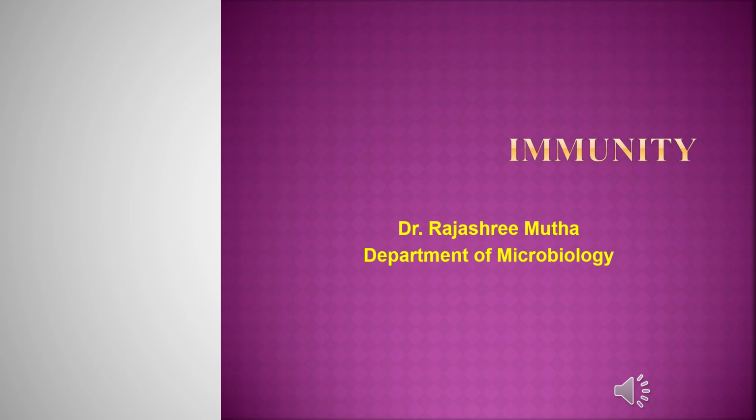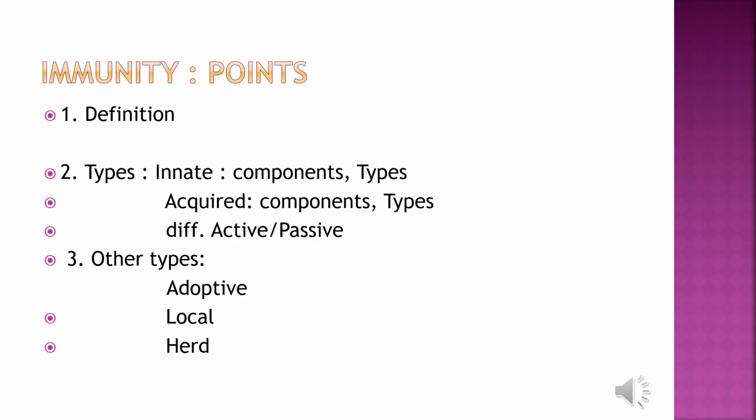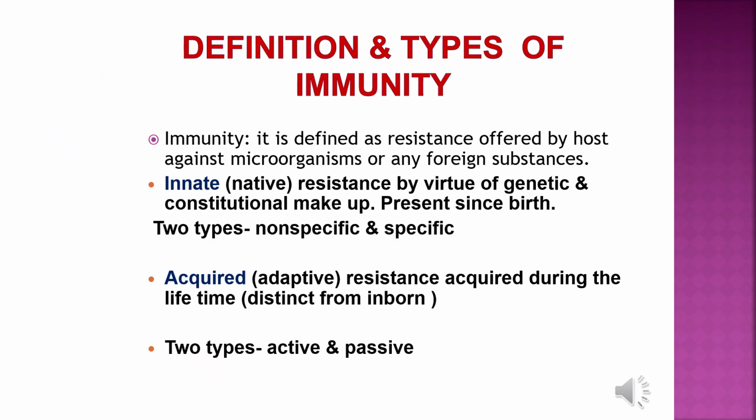Hello students, today we will have a lecture on immunity. What are the points? Definition, types, innate or acquired, and then different types like adoptive, local and herd immunity. So first we will see definition. It is defined as resistance offered by the host against microorganisms or any foreign substances. Then what are the types? It is divided into two types mainly, innate and acquired.